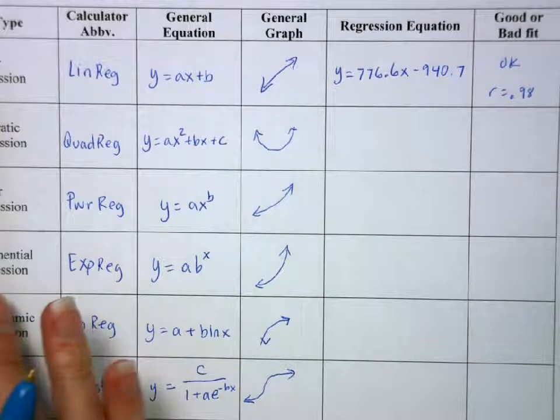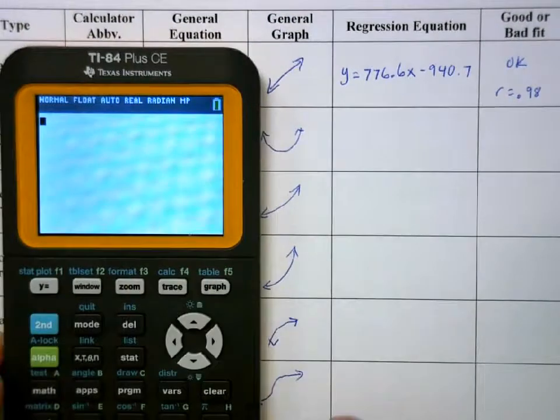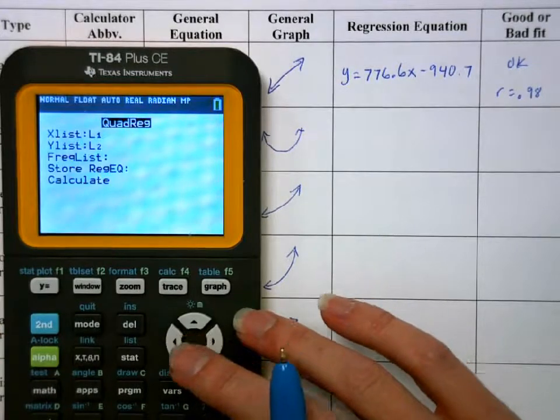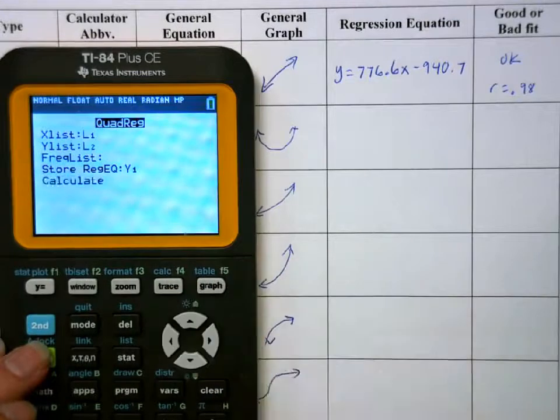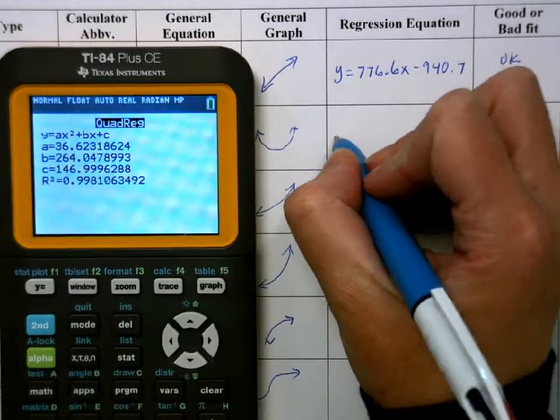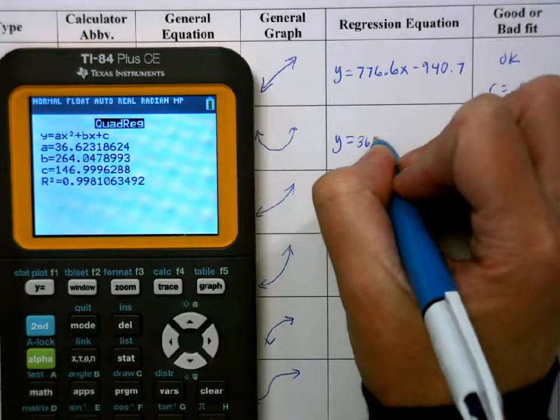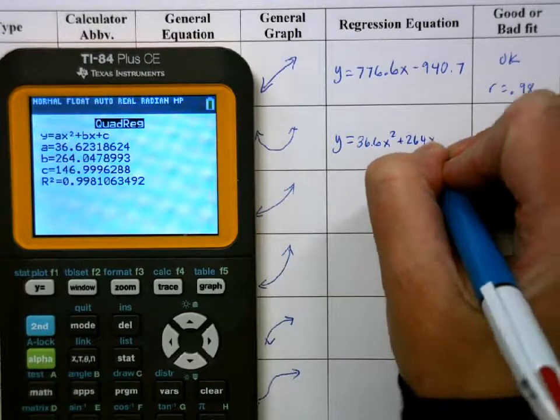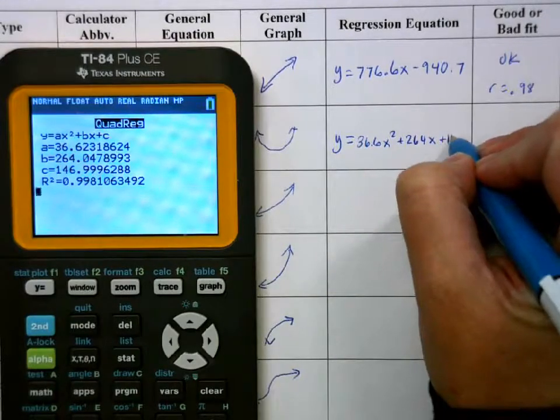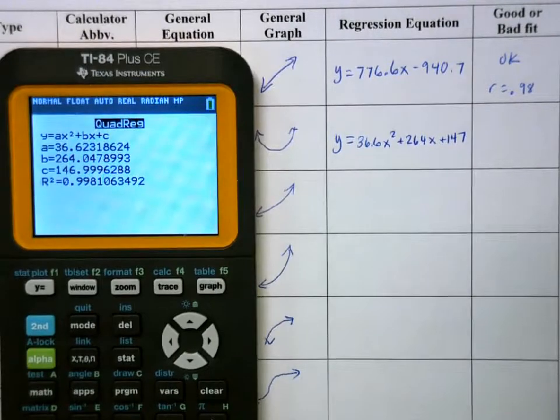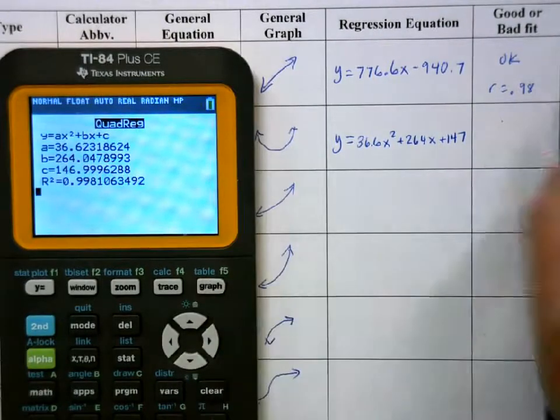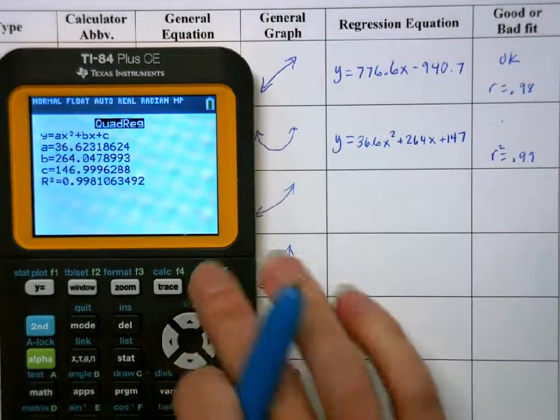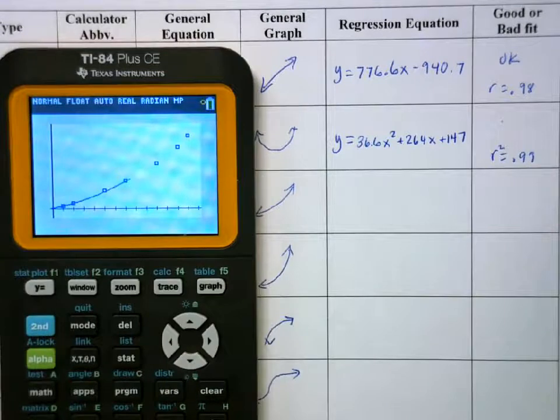Okay, and we're going to repeat this for different regressions. So next we're going to do a quadratic regression. So stat, calculate, quadratic regression. Stored in Y1. So we get Y equals 36.6x squared plus 264x plus 147, if we round there. Let's go ahead and take the R here, R squared in this case, is 0.99, so that seems pretty good. If we go to our graph, since we stored it in Y1, it'll graph our quadratic. That seems like a pretty good fit.